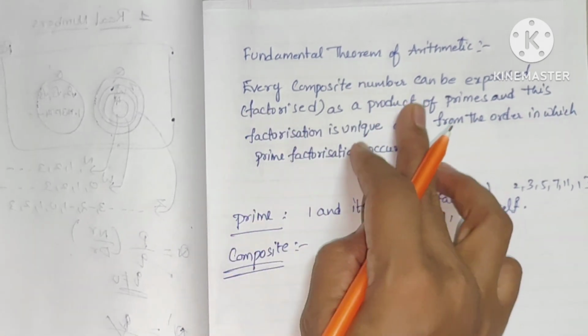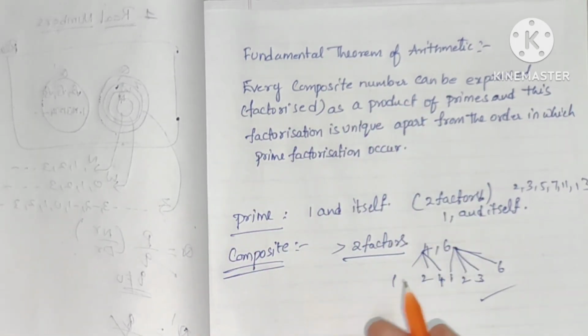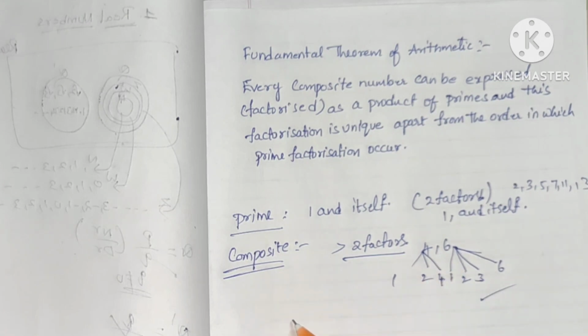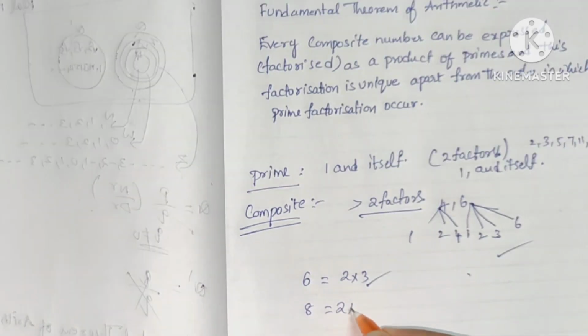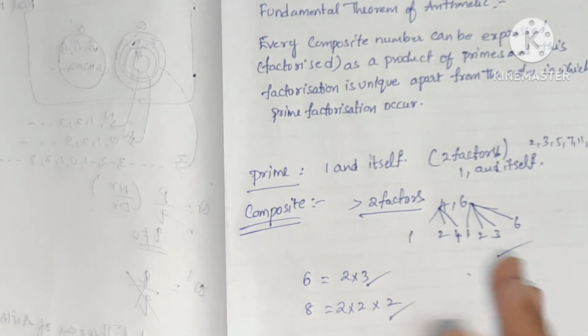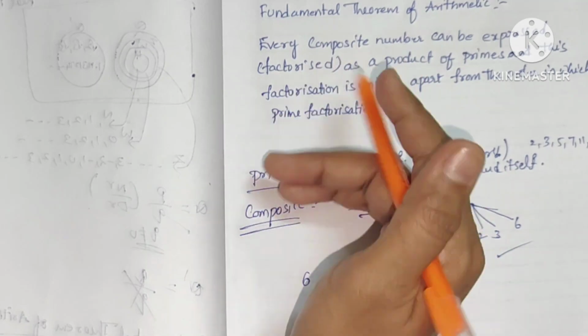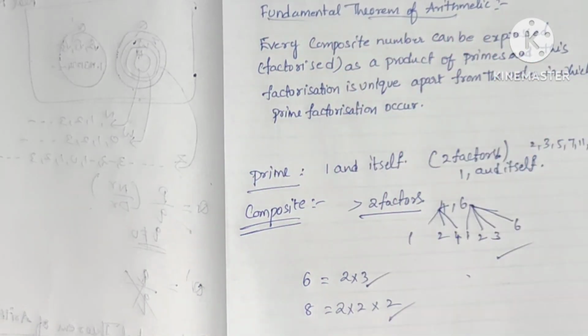So this fundamental theorem of arithmetic is explaining that every composite number can be expressed as a product of primes. For example, taking 6, we can write 2 into 3, a product of primes. Another composite, 8: 2 into 2 into 2, 2 2 is 4, 4 2 is 8. So like this, any composite number can be expressed or factorized as a product of primes. So this is the fundamental theorem of arithmetic.